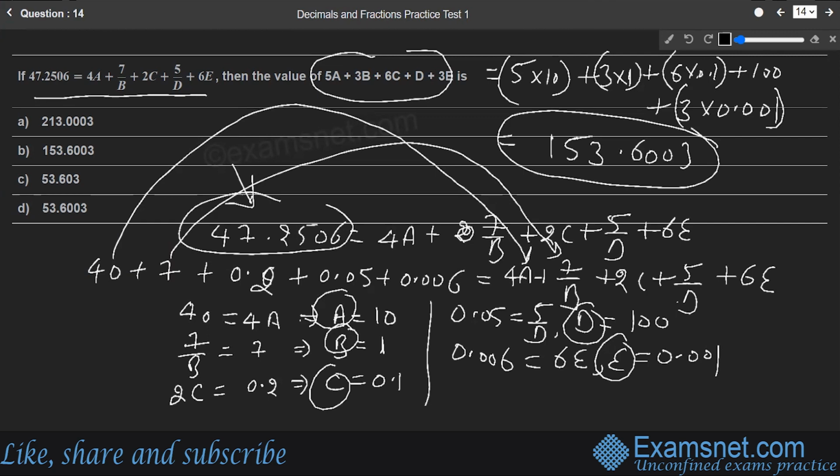Let us see where it is available. Available in option number B. So that becomes the right answer.